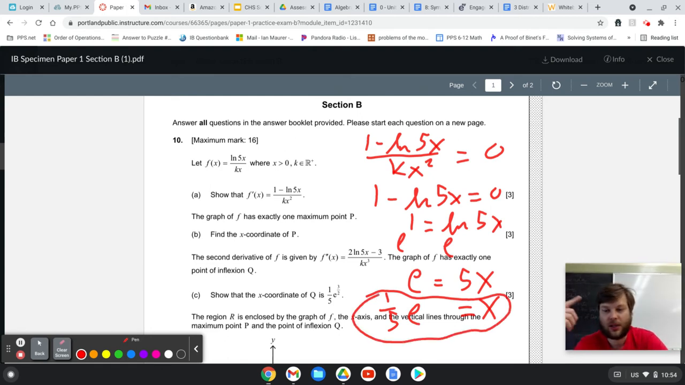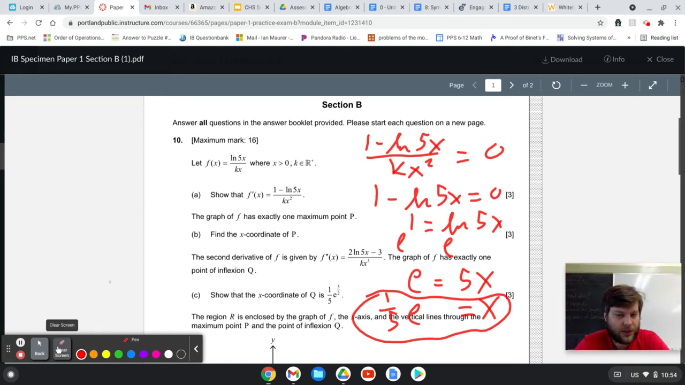Normally, I would need to go to the next step and prove that this is actually a maximum. But because the question told me there is exactly one maximum point, and I found exactly one critical point, I'm okay at this point assuming that 1/5 e is actually the critical point. So 1/5 e is our P value. Or you can write e divided by 5, whatever you want.